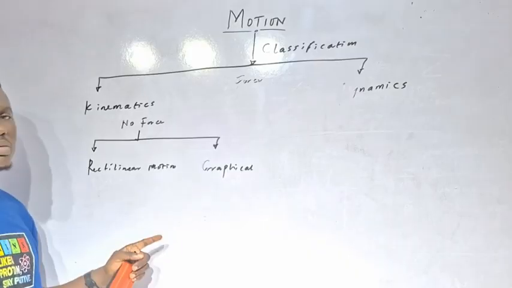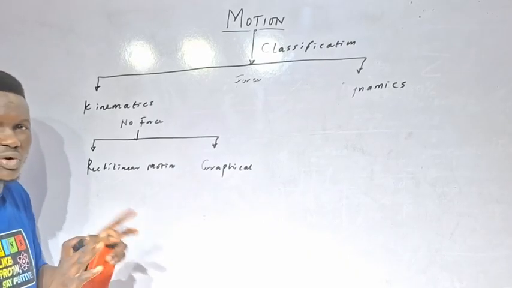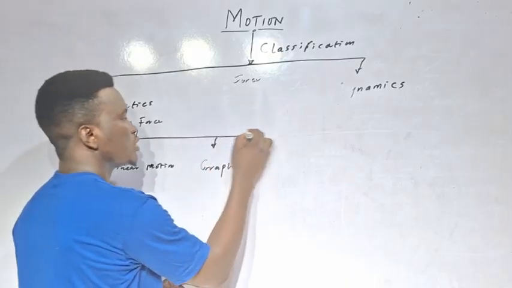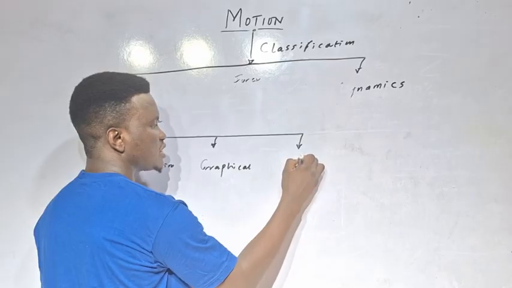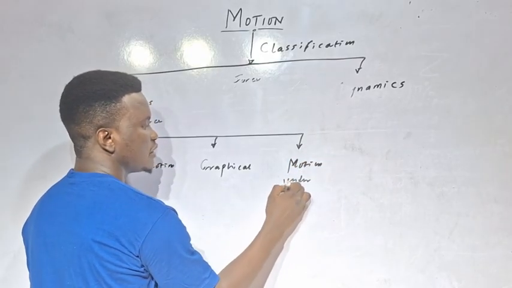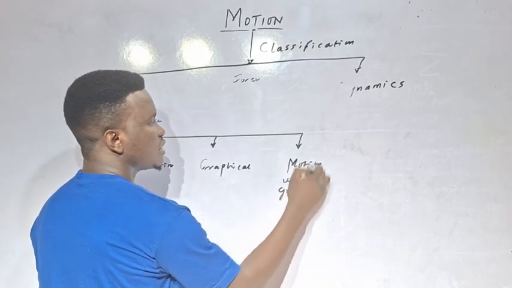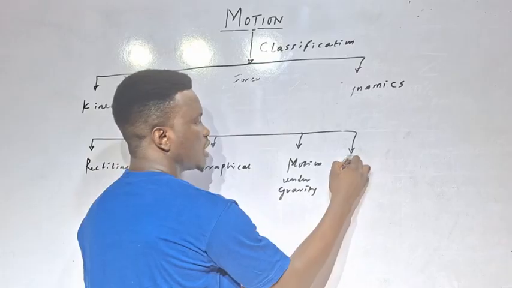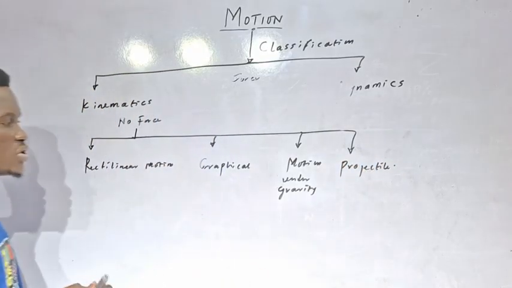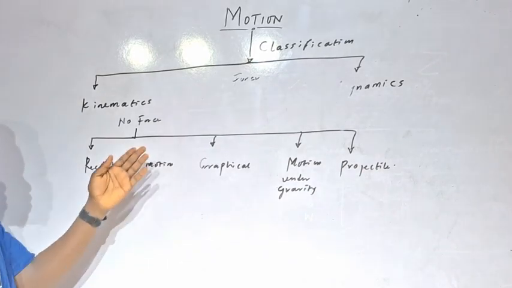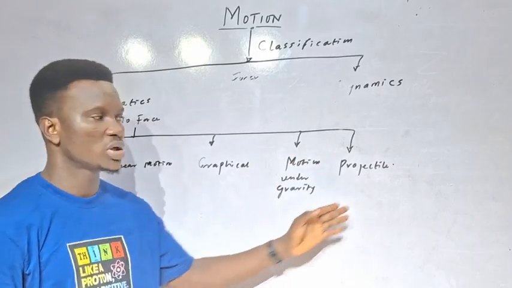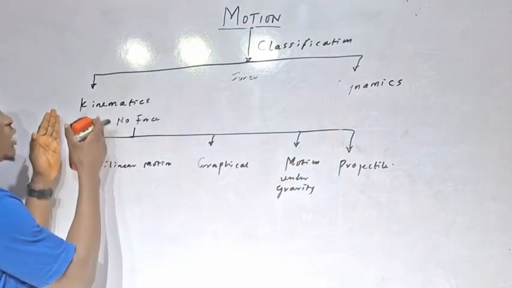You see that when we are talking about this, we're not going to be talking about any force involved. Then after graphical motion, we're going to talk about motion under gravity. Then after motion under gravity, we talk about projectile motion. So I'm going to take all of this one after the other: rectilinear motion, graphical motion, motion under gravity, and projectile motion. So we're going to deal with them under kinematics.